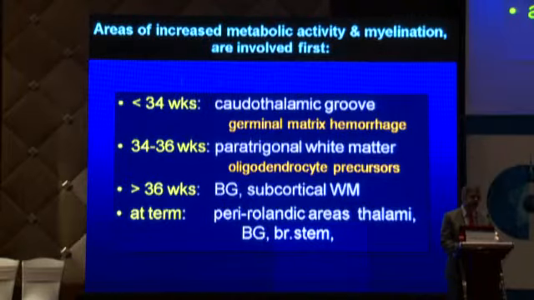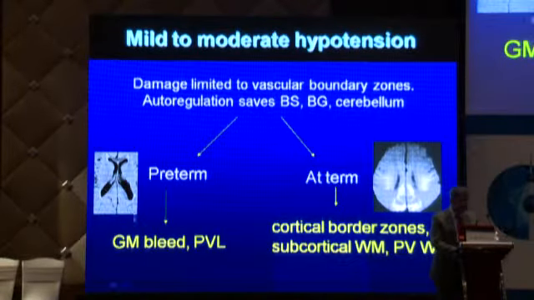So if you have an injury before 34 weeks, usually you get a germinal matrix hemorrhage. 34 to 36 weeks, you have the classic paratrigonal white matter injury, which can lead to periventricular leukomalacia. And then as you go more towards term, it is the deep basal ganglia and the subcortical white matter which can get injured. And at term, you can get perirolandic areas which are injured. So this is a classic sequelae of preterm injury.